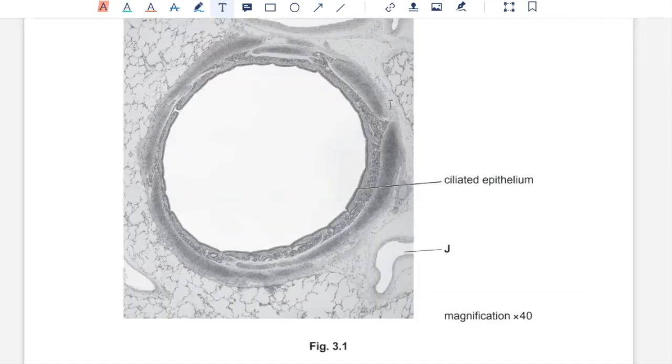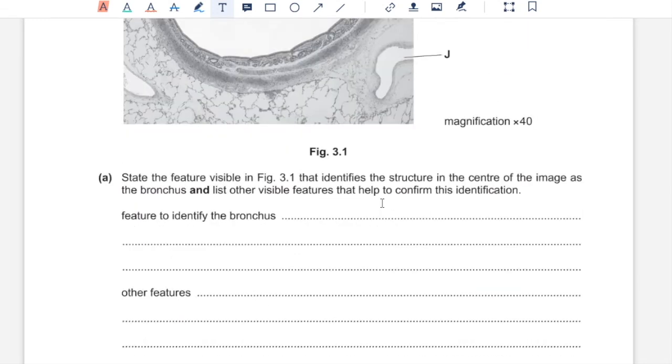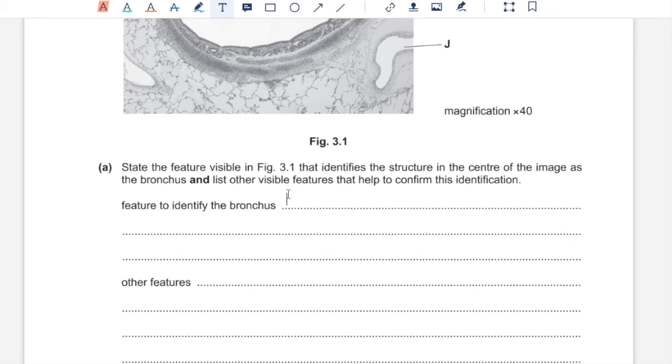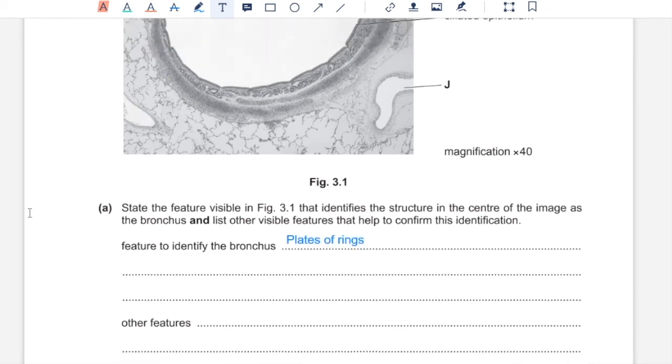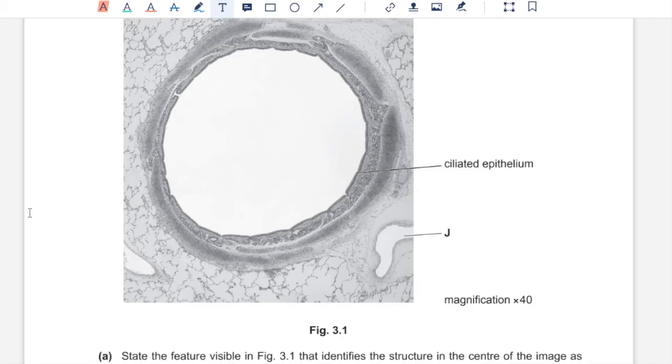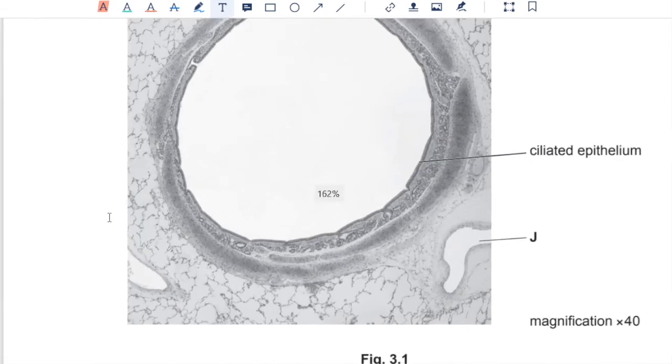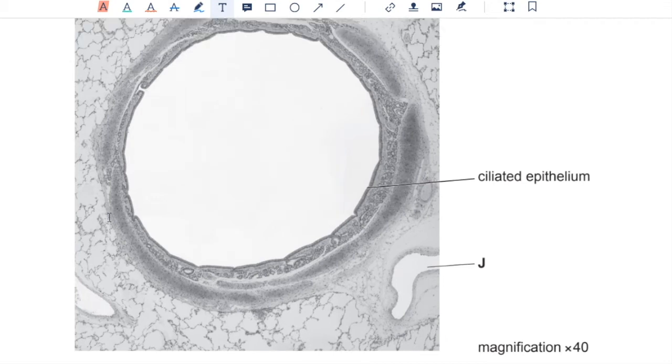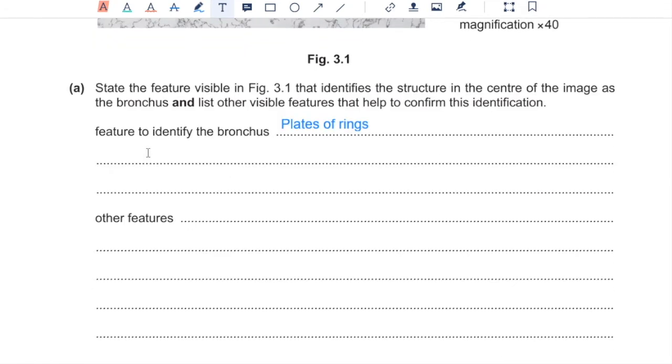So the structures which you can see over here, all of these lines which can be observed, are irregular plates of rings which are only present in bronchus. And you're supposed to mention two other features which are present in bronchus. So alveoli does not have any layers of tissue, but as you can see over here, this wall has multiple layers of tissue, so that could be one of them. It also has a large lumen, unlike alveoli. So those would be the two features which I'll mention over here.